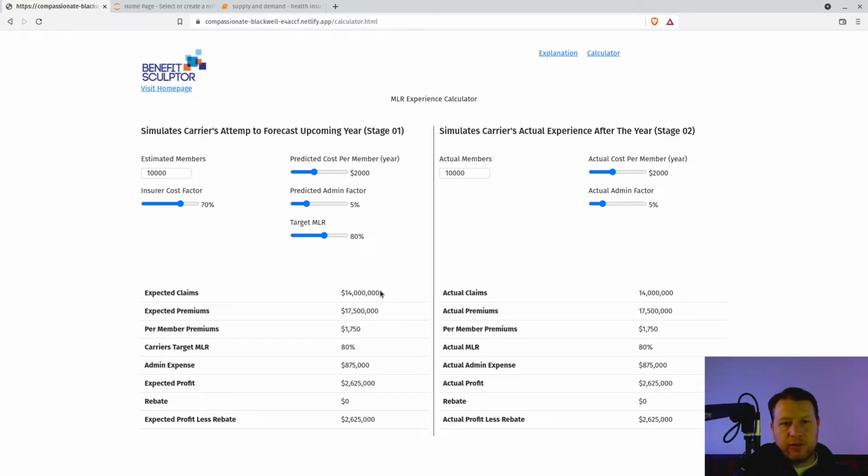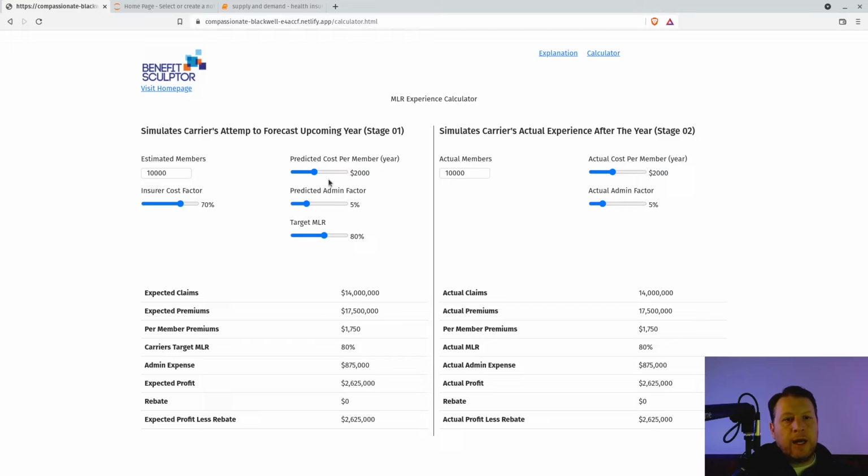So the insurance company is predicting $14 million in claims. Their premiums, therefore, are going to be $17 million. That gives room for claims to be higher than expected, plus admin expenses and profits. We have a premium out of that of $1,750 per member per year, and based on that, the insurance company will receive a $2.6 million profit if everything goes according to these predictions. If it goes lower than these predictions, the insurance company will see a higher profit and have to issue rebates, and if it has higher claims, then the insurance company could take a loss.